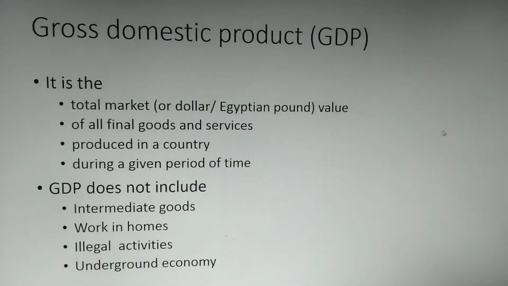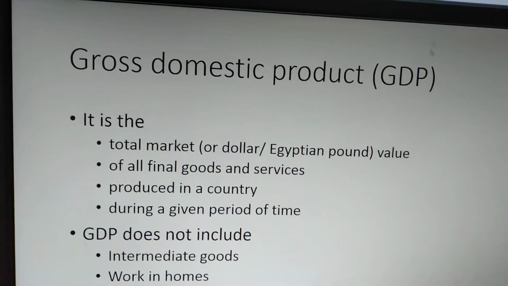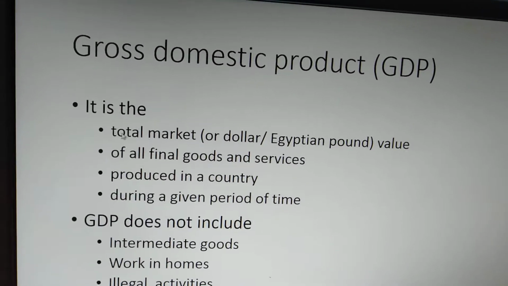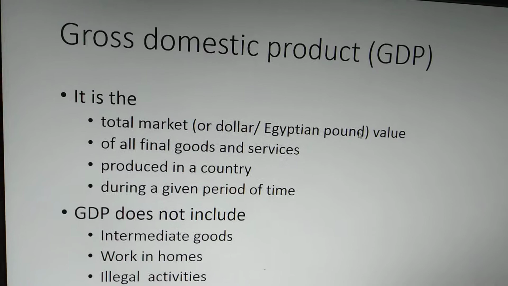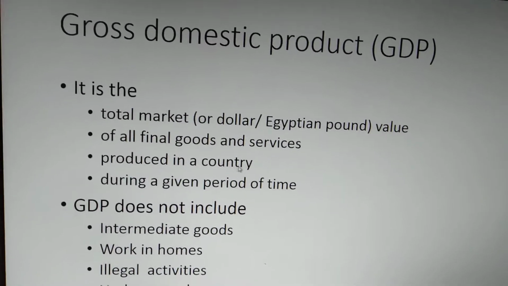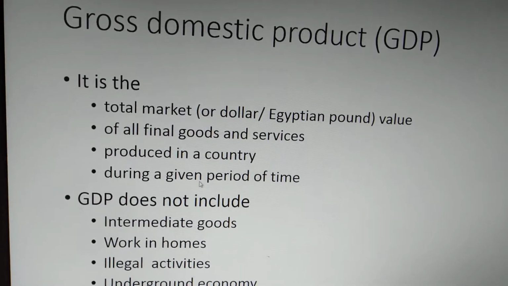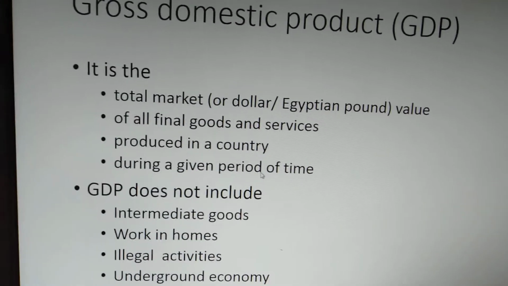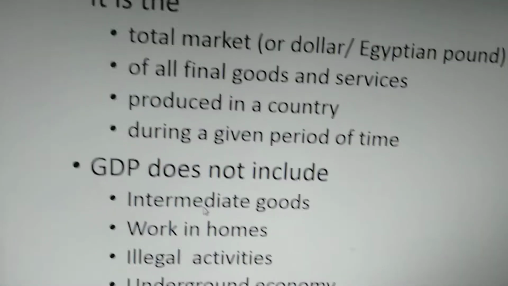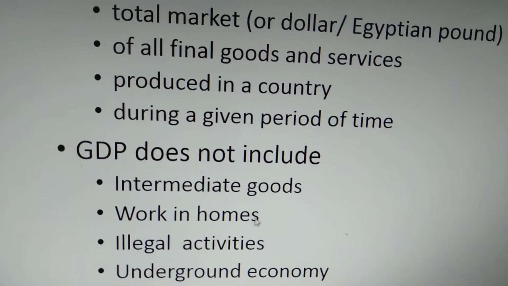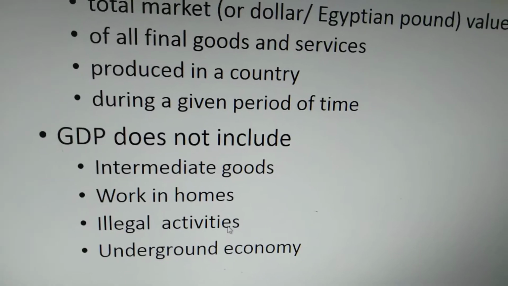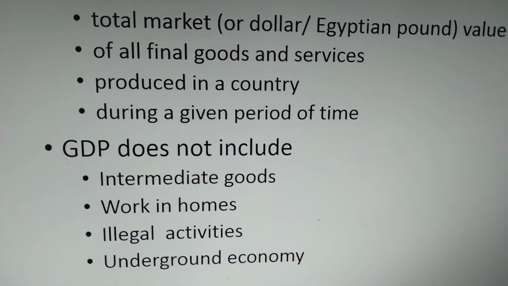Today we want to talk about one topic, which is gross domestic product. So what does it mean, GDP or gross domestic product? It is the market value of final goods and services that are produced inside the country during a year or a given period of time. So when we calculate GDP, we will not include intermediate goods. We will not include work in houses or homes. We will not include illegal activities. And of course, we will not include the underground economy.